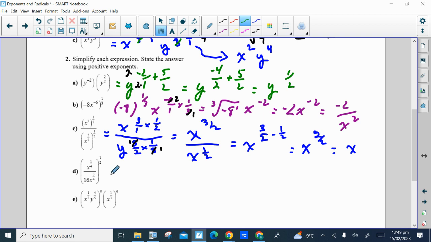Okay, question D. The coefficient in front of the x to the 1/4 is 1. So we've got 1 on top and 16 on the bottom. There's nothing we can do with that right now. The 1 will stay on top, the 16 will stay on the bottom. But we can divide the x's. We're dividing powers with the same base, so we subtract the exponents and keep the base the same. It'll be 1/4 take away 3/4.